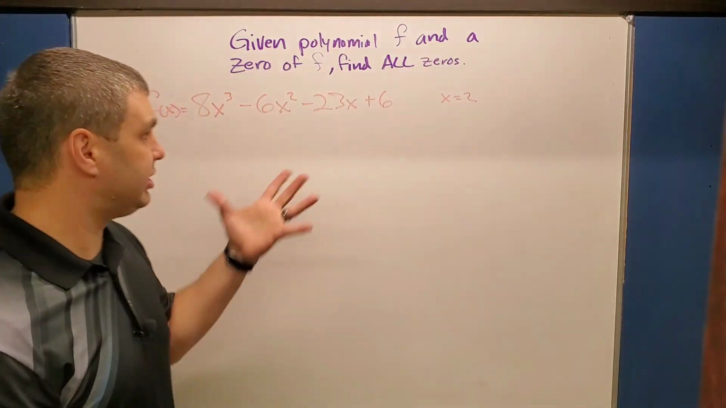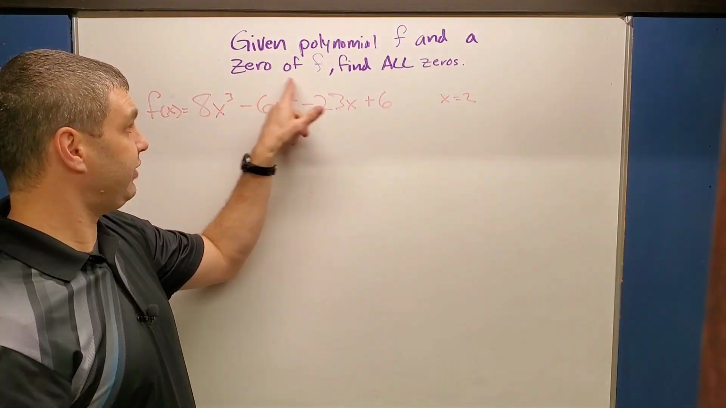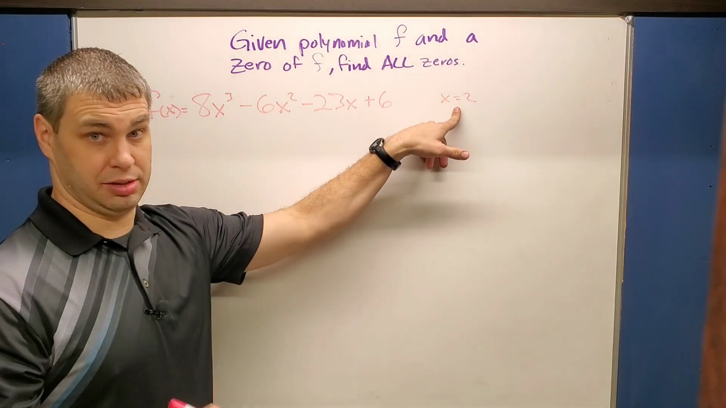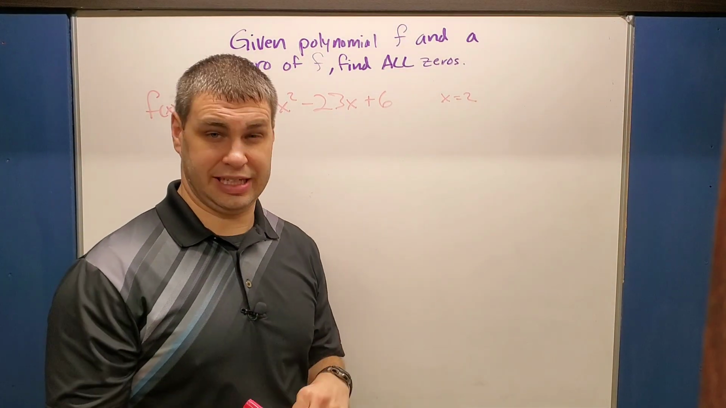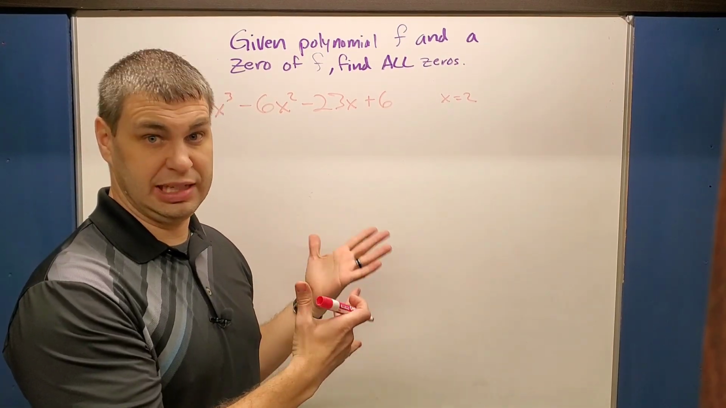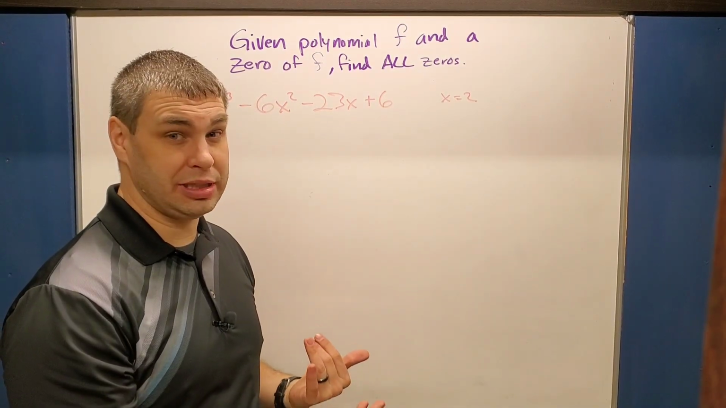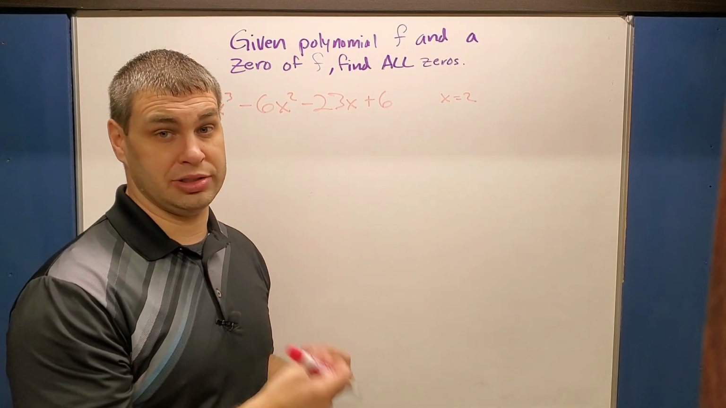This question says, given this polynomial here, we need to find all the zeros if we are given a single zero. In this case, it's going to be x equals 2. So the way we're going to do this is we're going to use some synthetic division. We're going to divide by 2 synthetically. We're going to probably end up with another polynomial that we'll probably have to factor or use the quadratic equation on, and then we can find all the zeros after that.